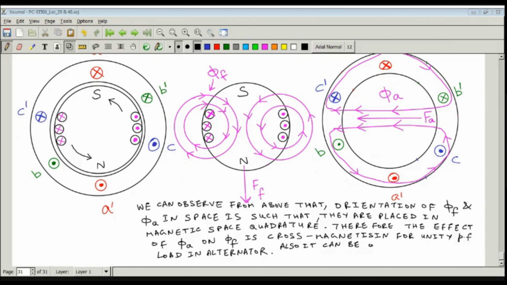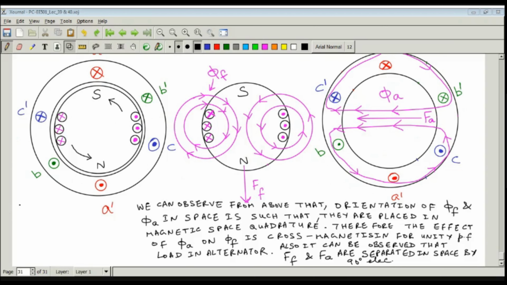It can be observed that if F and Fa are separated in space by 90-degree electrical. Since we are taking here number of poles 2, some may think that why electrical and mechanical degree are same.